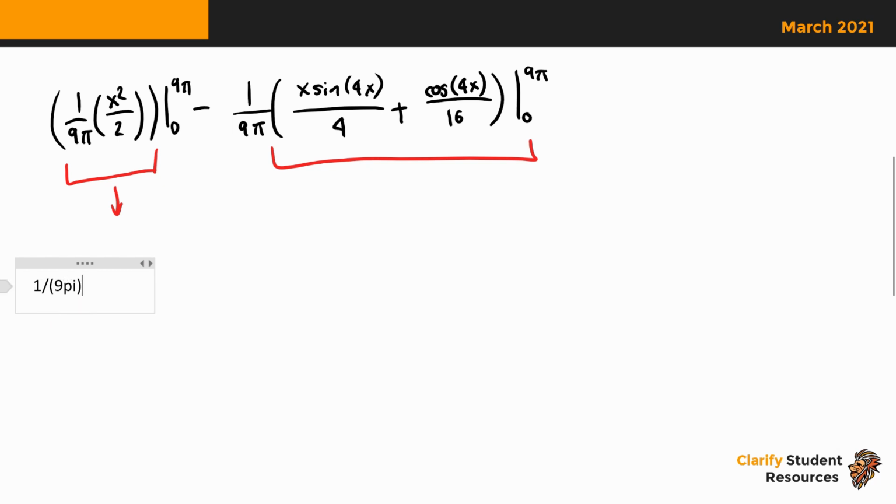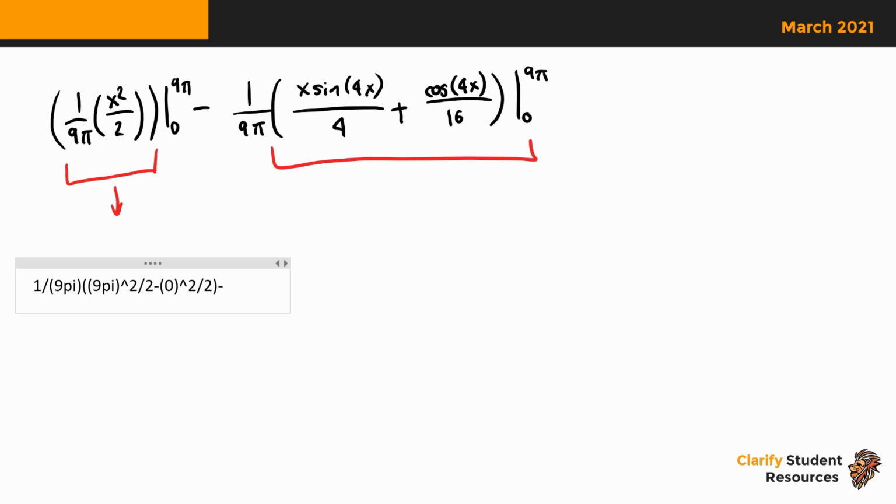And then 1 over 9 pi, what we're going to do is add a squared over 2 minus a squared over 2. And then again, we're going to fill in our limits. In this case, they're going to be 9 pi and 0. So that's the first part done. And then now I'm going to subtract off this large expression here.